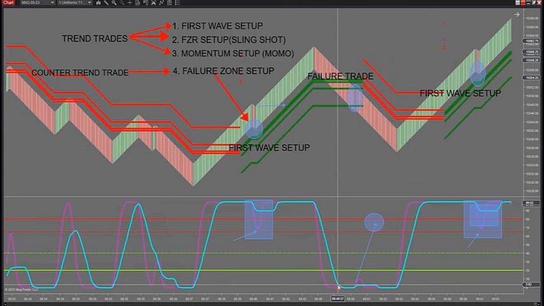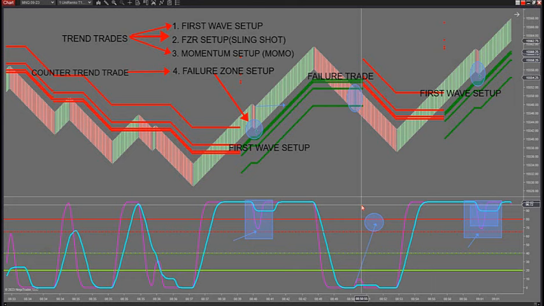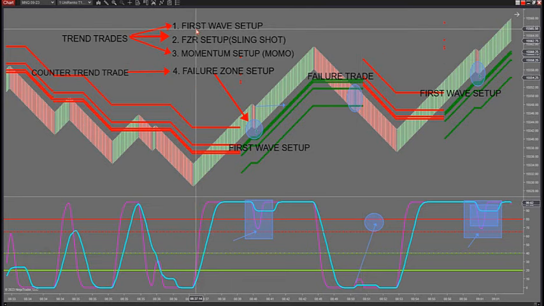If my signal line stays below 80 on failure trades, or stays below 20 on shorts, and above 20 on buys. I will specifically go over all these in four separate conference calls. But this is the best one, guys. The first wave trade. Learn that trade setup.